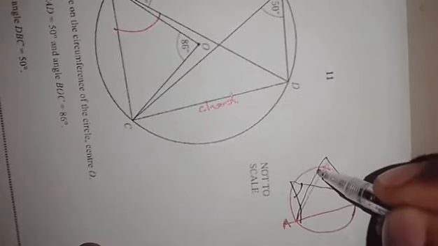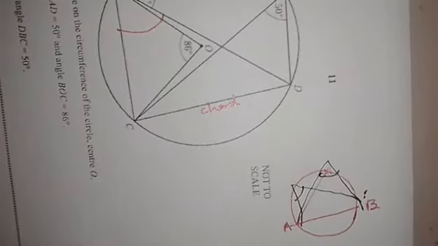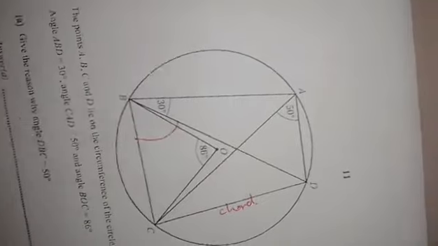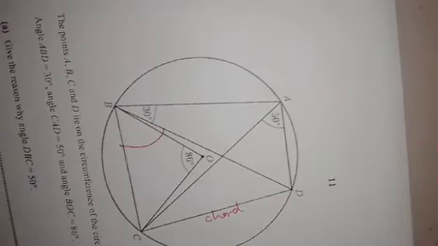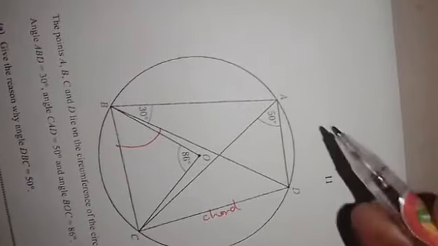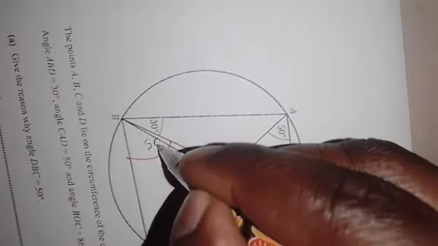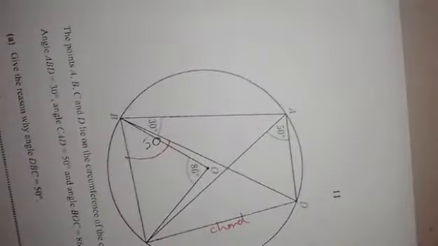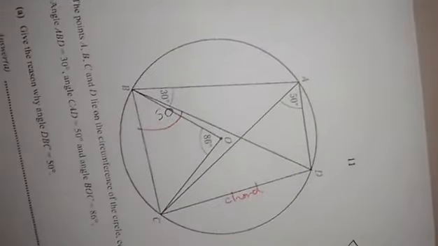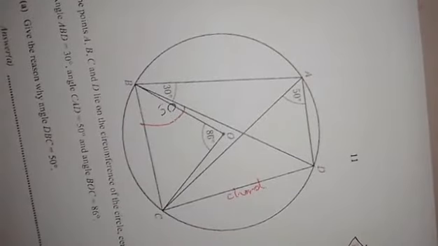The angle here and the angle here are equal to each other. Why? Because they are being subtended by the same chord. So here what we do is this: the 50 here is equal to the 50 at B. Where are your angles? My two angles are being subtended by the same chord, which is CD.